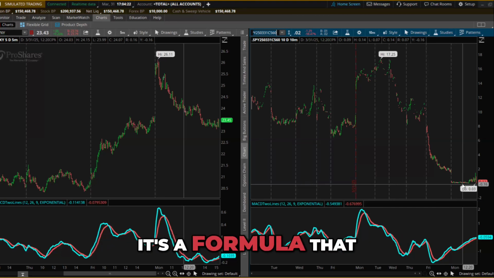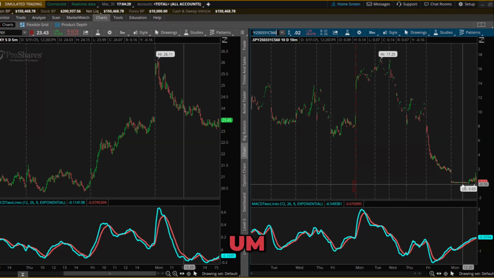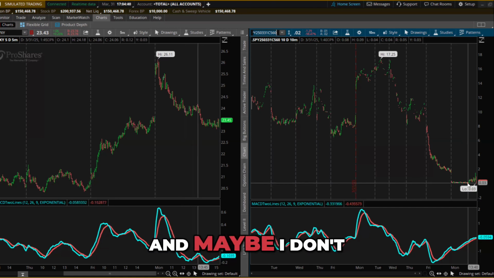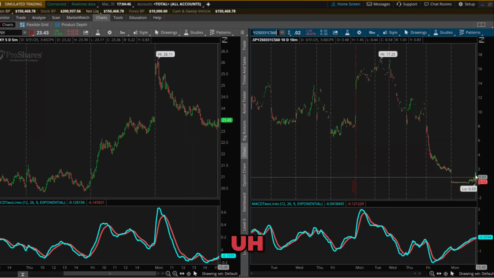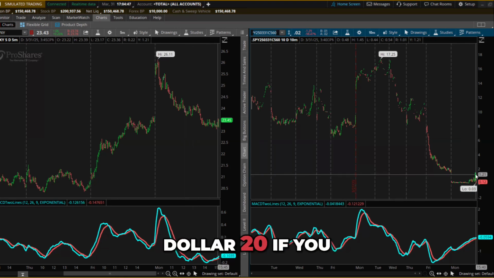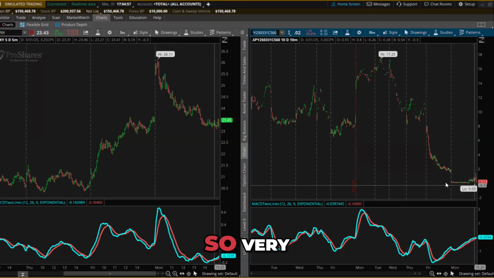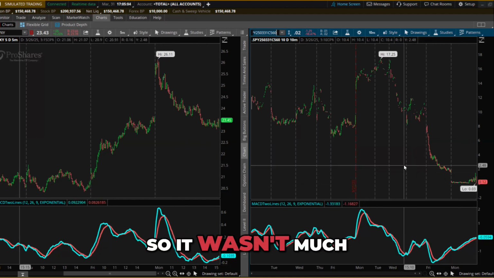It's a formula that they are using. It's not necessarily anything that we can calculate, but we can see it and we can see the evidence of it. So anyway, these were maybe 3 cents, the 560s, 3 cents, and they moved up to 83 cents and $1.20 if you caught them right there near the end of the day, to 3.40. But then it dropped back down very, very quickly. It only closed at 12 cents, so it wasn't much of a profit at all.